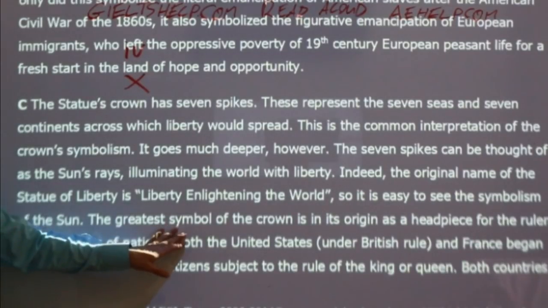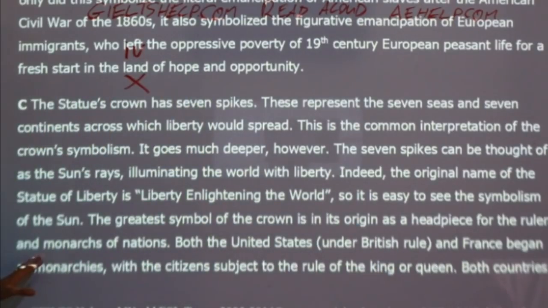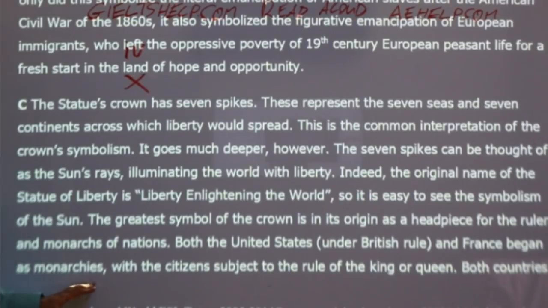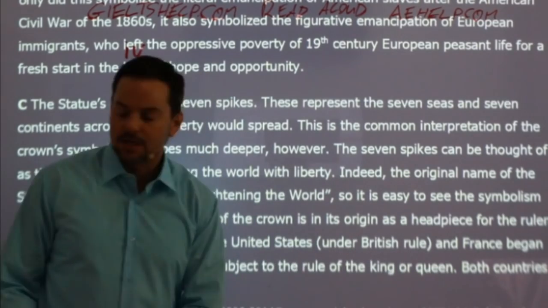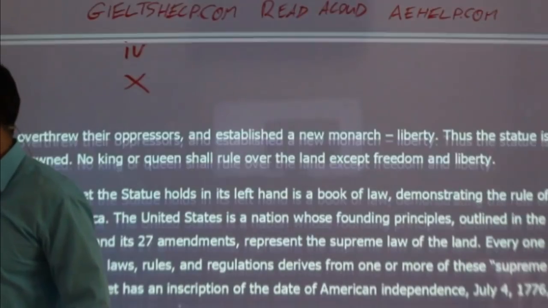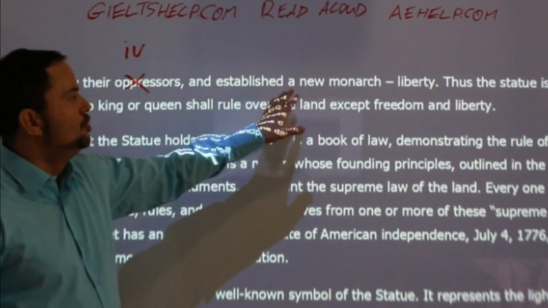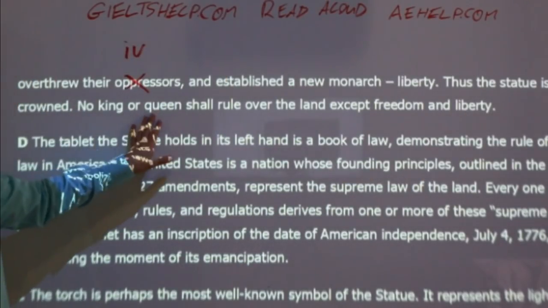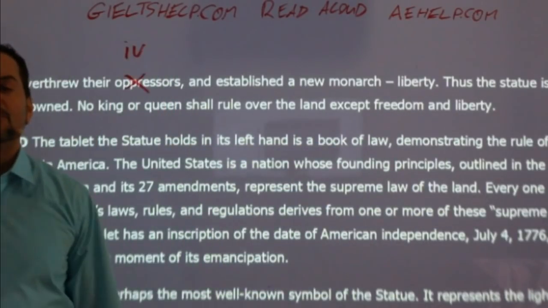The greatest symbol of the crown is in its origin as a headpiece for the rulers and monarchs of nations. Both the United States under British rule and French began as monarchies, with the citizens subject to the rule of the king or the queen. Both countries overthrew their oppressors and established a new monarch, liberty. Thus, the statue is crowned, no king or queen shall rule over the land except freedom and liberty.